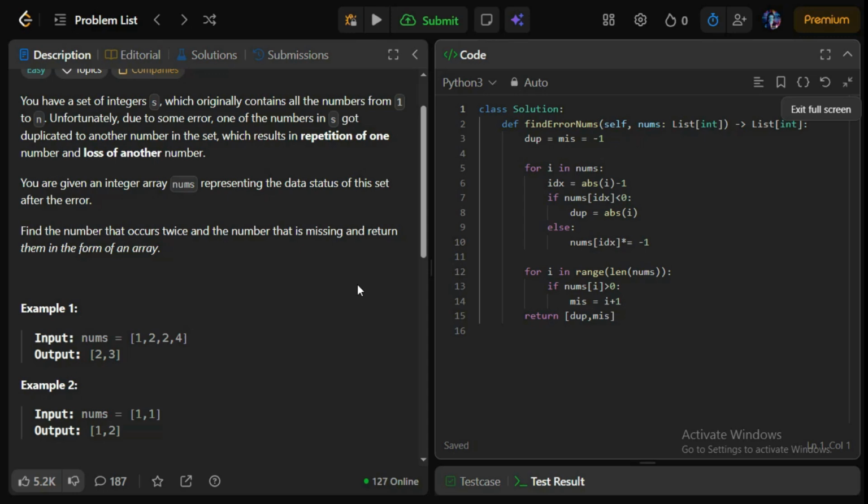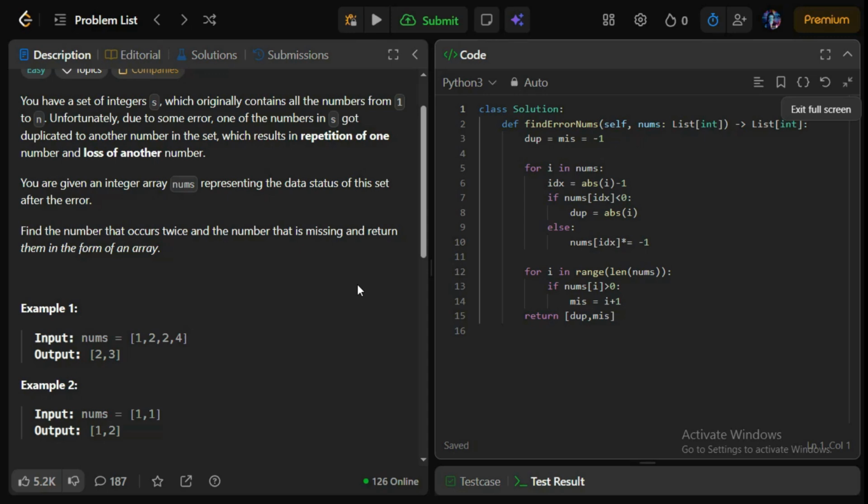After making the numbers negative at their indices, we look for the index at which we have a positive number. If we find that index, the missing value will be the index plus 1. Now let's understand it with the help of example 1.